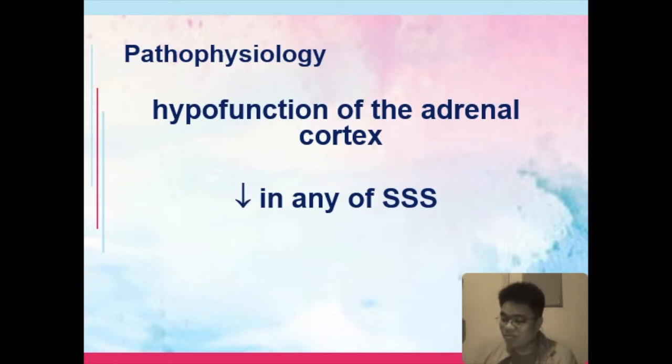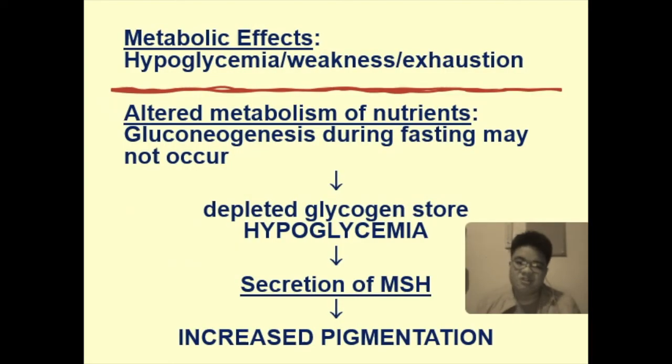With that, there will be a decrease in your salt, sex, and sugar. Okay, there will be a decrease of your glucocorticoids, a decrease of mineralocorticoids, and then your sex hormones. So what would be the effect to our patient? Okay, metabolic effect. Because of the decrease of your glucocorticoids, your patient would have hypoglycemia. Remember, glucocorticoids, cortisol, we are talking here about sugar control. So your patient would have weakness and then easy exhaustion or easy fatigability.